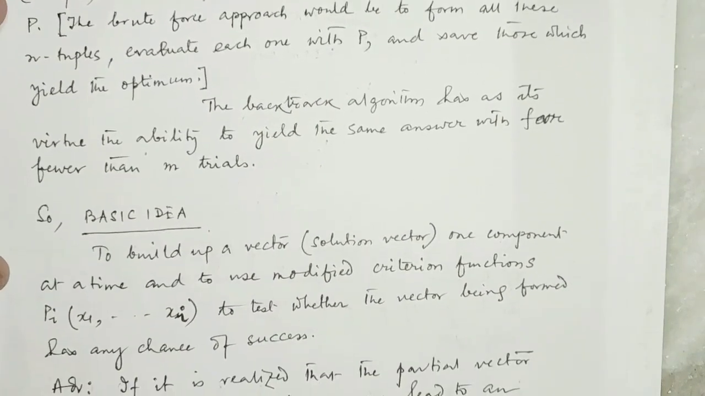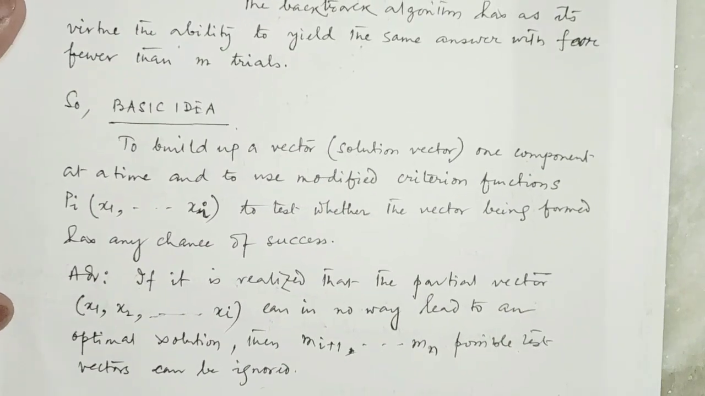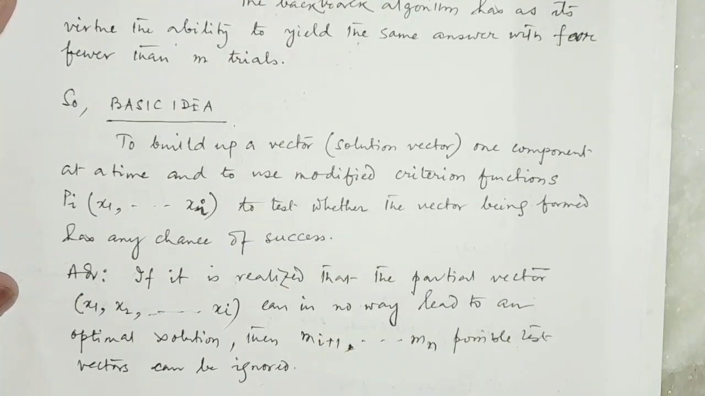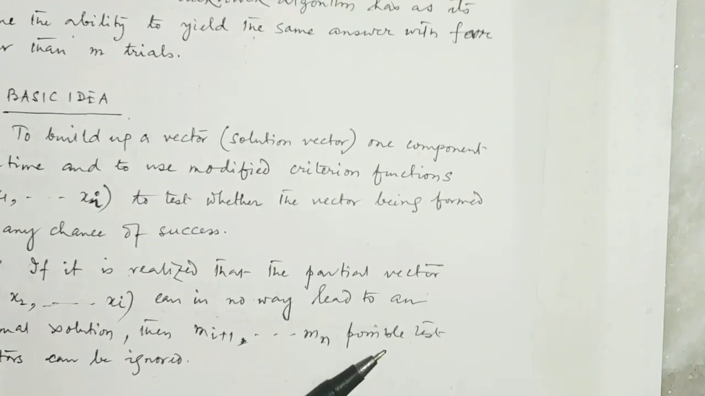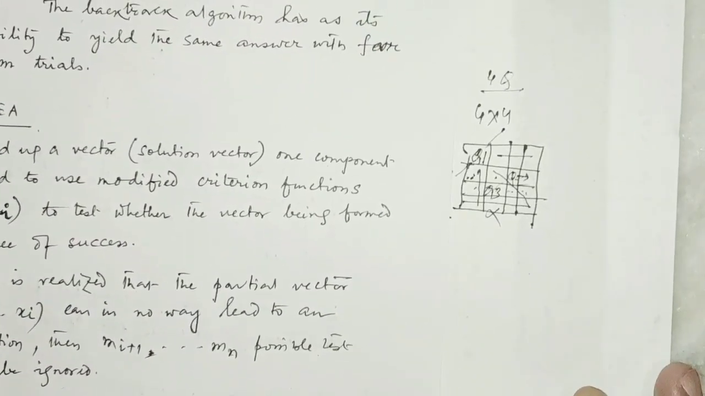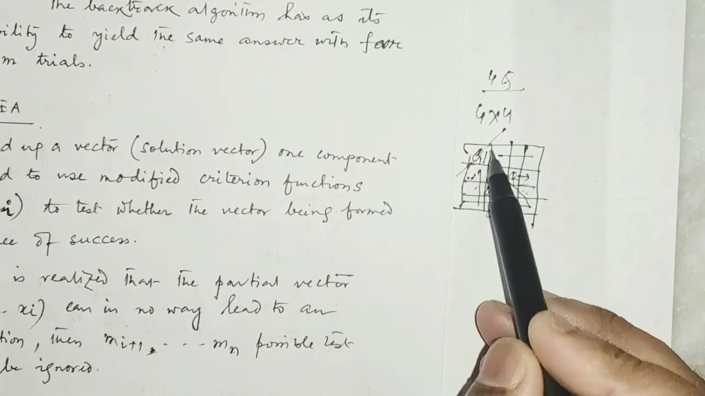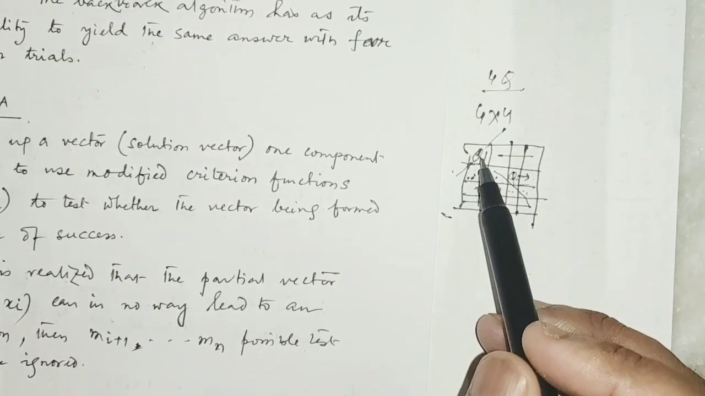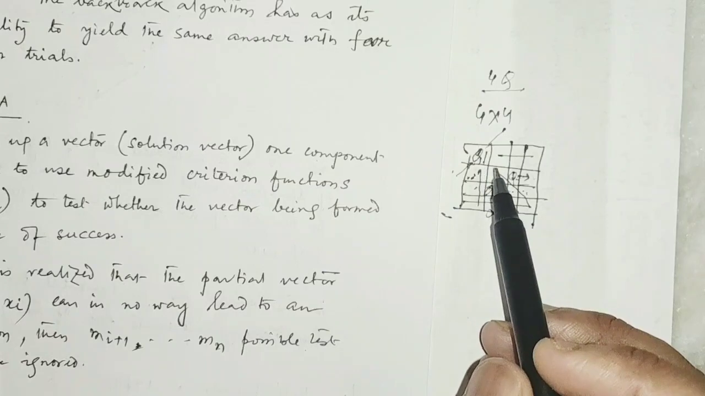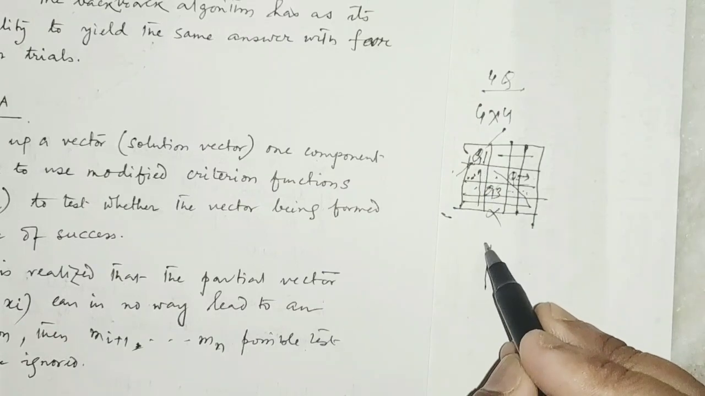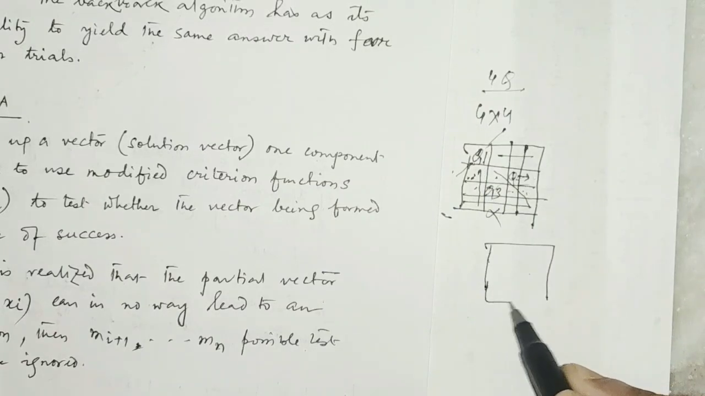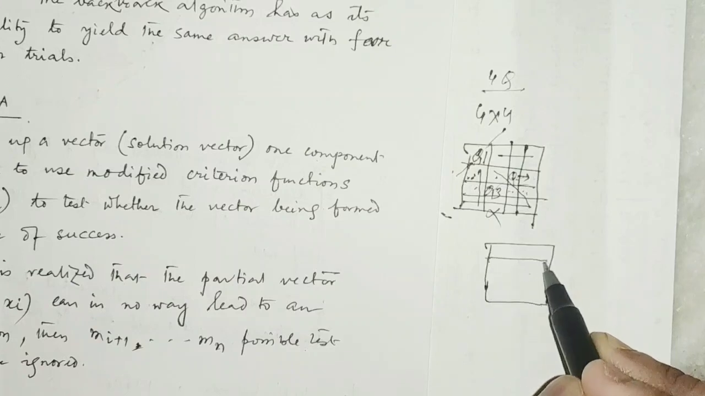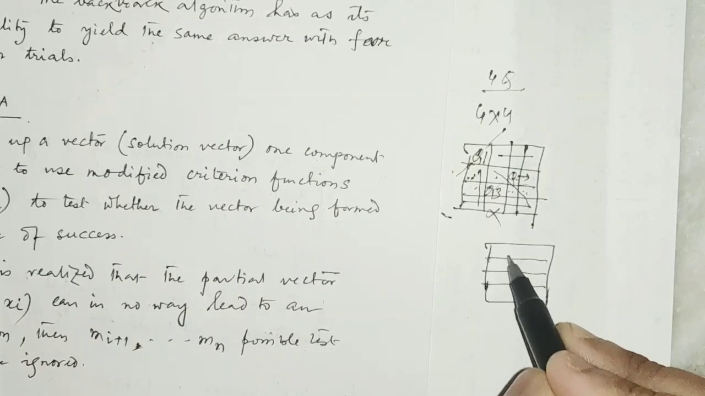So what is the basic idea? You have to build up a vector, that is the solution vector. In terms of this example, the column number for a particular queen under that row will be part of the solution vector. Though I will come to the n-queens problem in my next video, let us take a solution here.